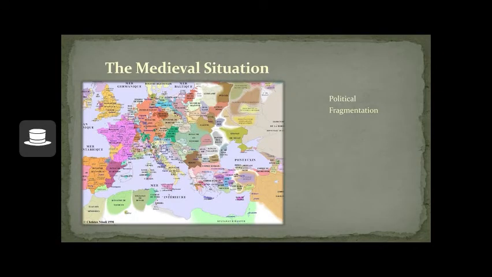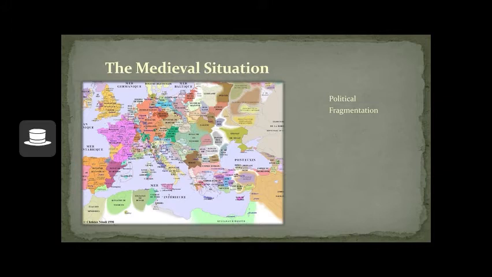And one of the things that might jump out at you, especially if you're familiar with the current map of Europe, is just how politically fragmented medieval Europe would have been. There would have been hundreds, if not thousands, of little entities, little areas that claimed to have jurisdiction. I mean, if you look at this map, it's a gigantic mess of different territories that once existed in Europe.